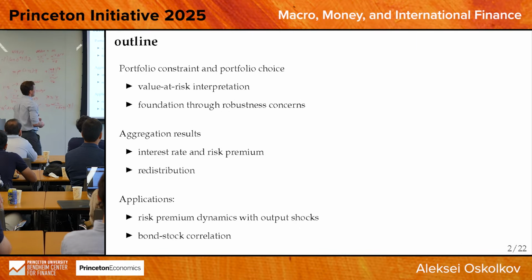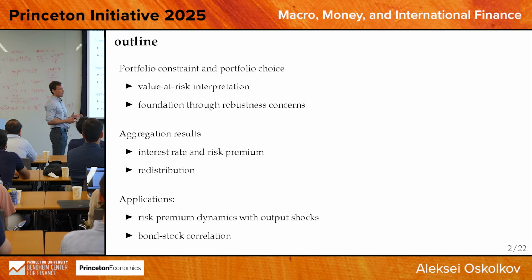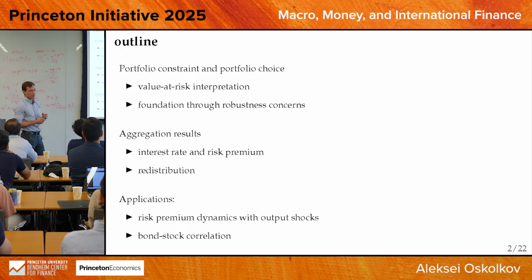Okay, so what I'm going to do is I'm going to set up the constraint. Then I'm not going to talk about the foundation through robustness concerns, only maybe if I finish the talk in 50 minutes and then I have 10 more minutes, likely. Okay, and then I'm going to talk about aggregation results, specifically this nice thing, we're able to endogenize interest rates. We can look at what happens to risk premium, and then we can analyze redistribution in this model too. And then I'm going to show you two small, really small and simple applications. This talk is going to be like orders of magnitude less technical than maybe the previous talk.